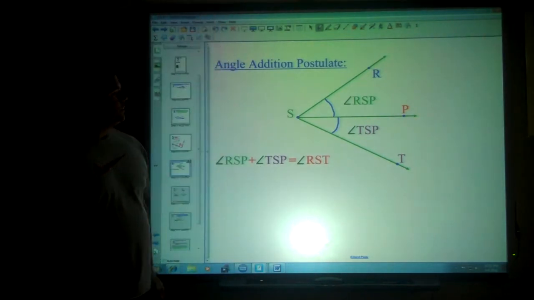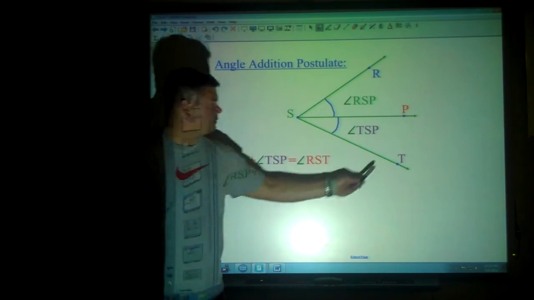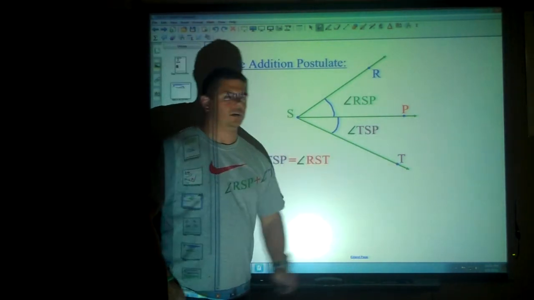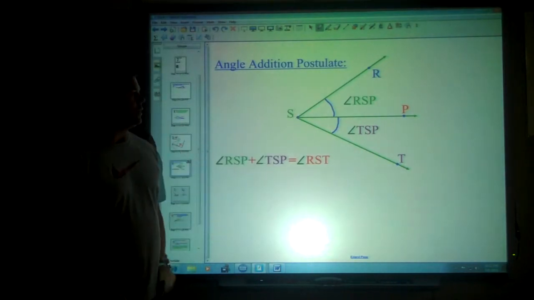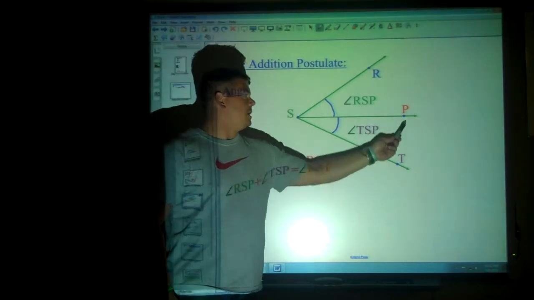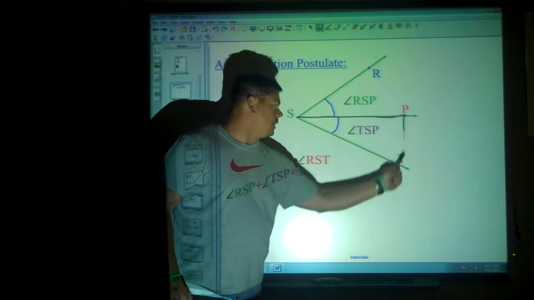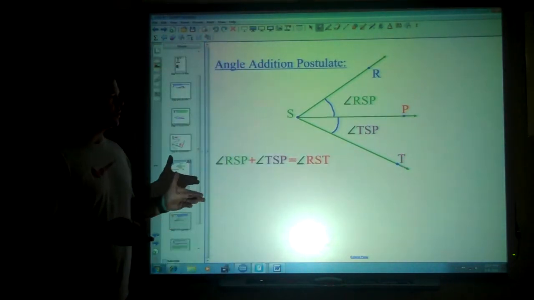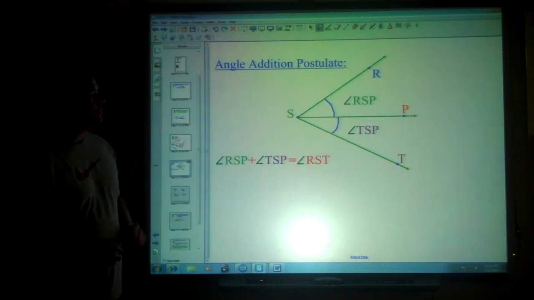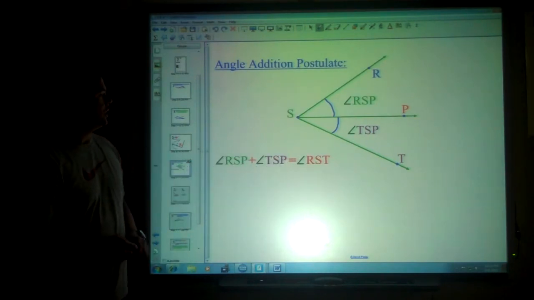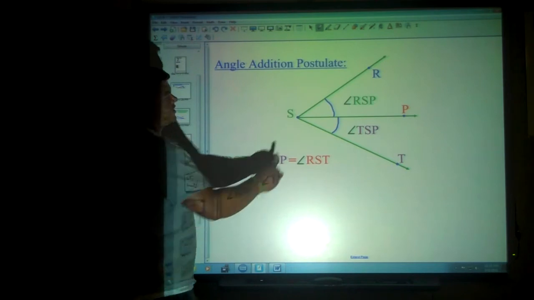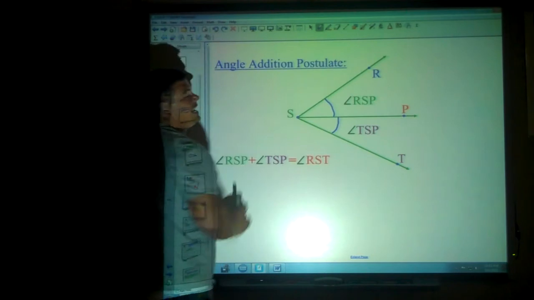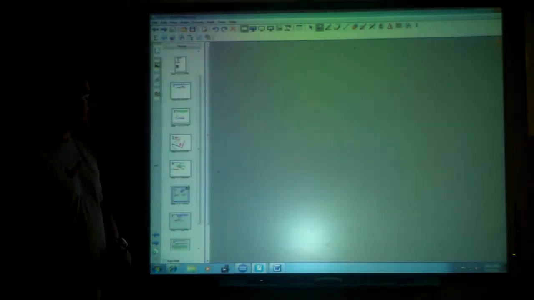Alright? Now, I've labeled this as TSP. That's no different than angle PST. Same thing. It has the same middle value. But I would not want to say angle SPT, because that's actually this, which is totally different. So the order matters so that I have the same middle value. But it's very similar to the segment addition postulate. If I said this was a 30-degree angle and this was a 50-degree angle, then the total is going to be 80 degrees. So numerically it matches up.